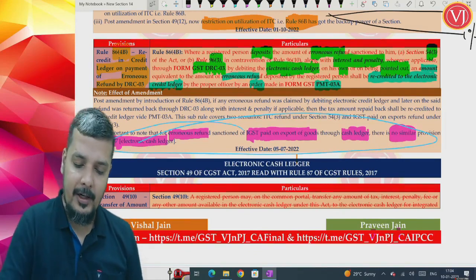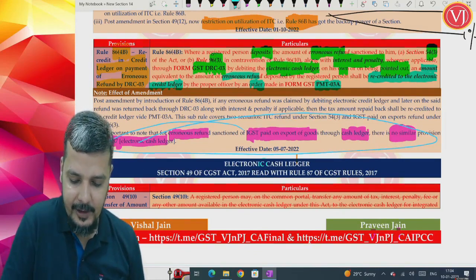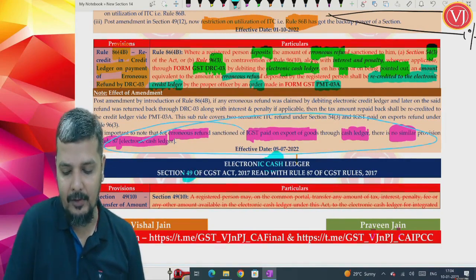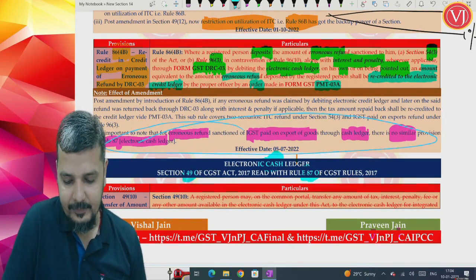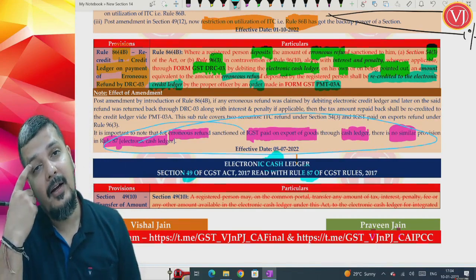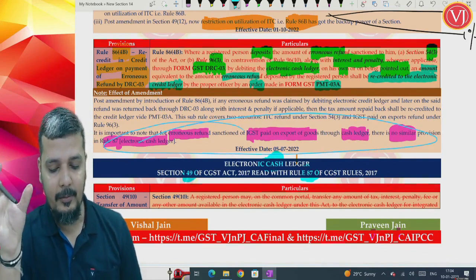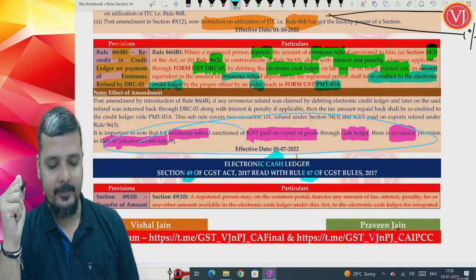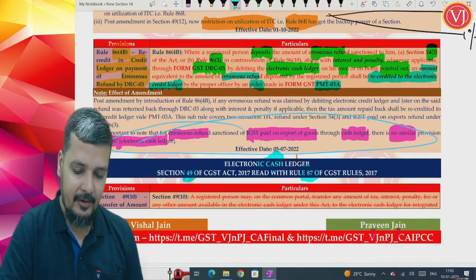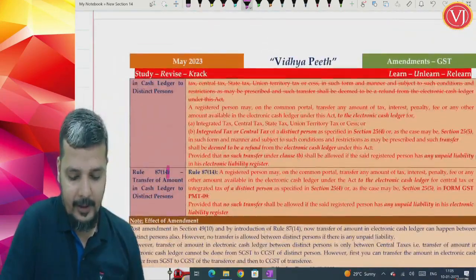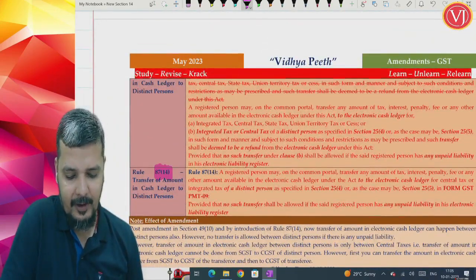Now you are talking about your electronic cash ledger. Electronic cash ledger, which is discussed in Section 49, read along with your Rule 87. Now, there's a new provision that they have brought in your electronic cash ledger. Very important, interesting provision that they brought in for those companies who are having multiple registration. So that provision has been brought in by way of amendment in Section 49, Subsection 10, read along with the Rule 87, Sub-Rule 14. Same thing.